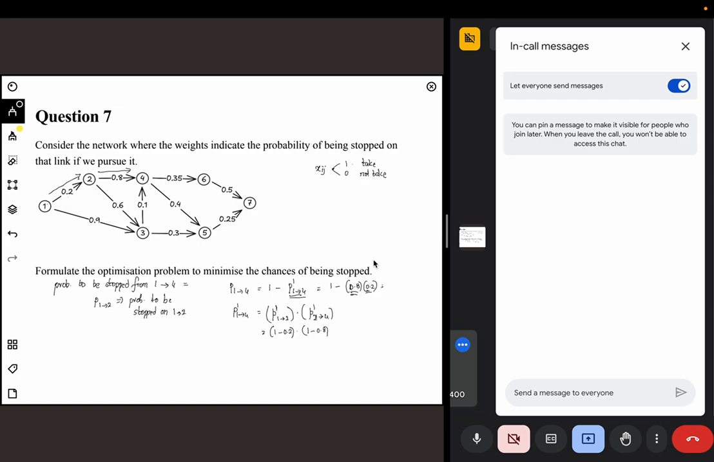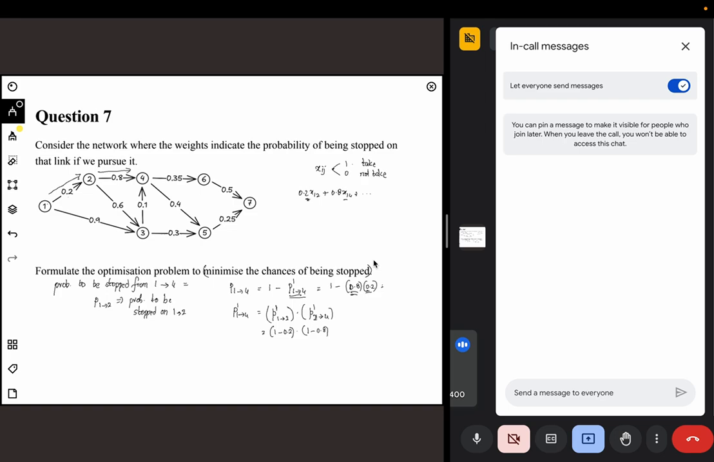I cannot write my objective function as 0.2 times x12 plus 0.8 times x14. I can't do that, right? Because that has no physical meaning. So what should I do now? We just use a trick here. Instead of trying to minimize the probability of being stopped, we'll change the problem to maximize the probability of not being stopped. That is the first thing.